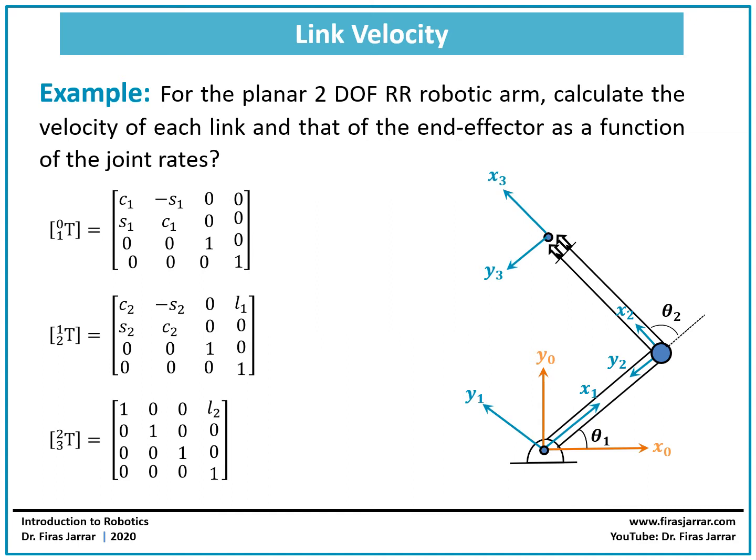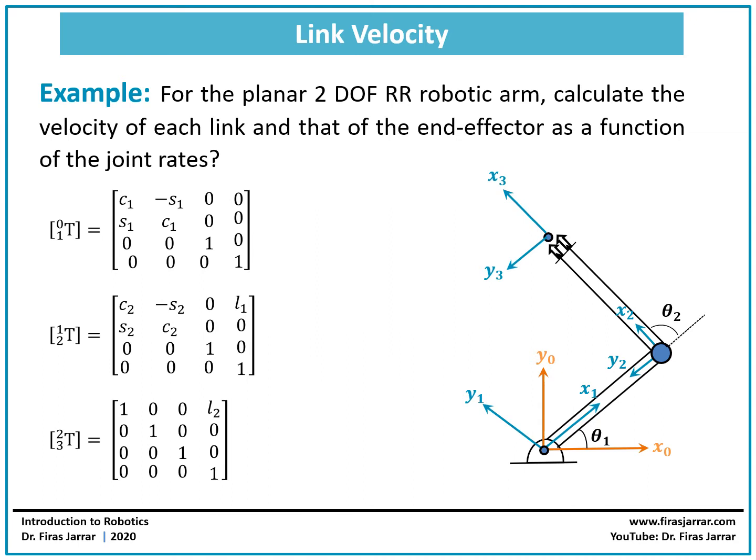And if you look at the last column of each of these matrices, this one, for example, the three entries here correspond to the x, y, and z of the origin of frame 1 with respect to frame 0. Since both of them are at the same point, this is going to be 0, 0, and 0.